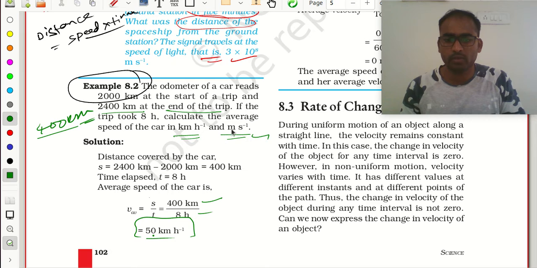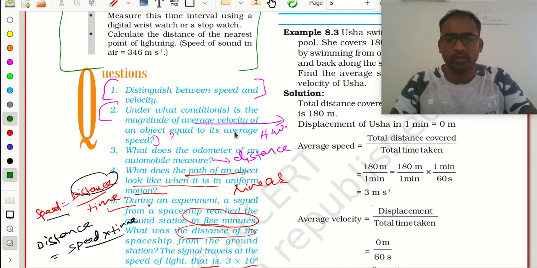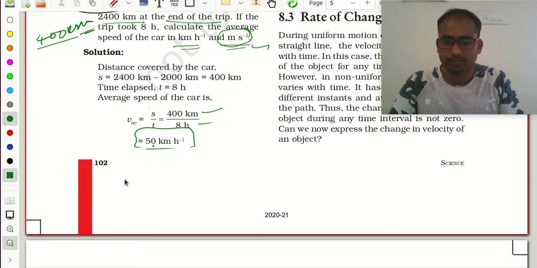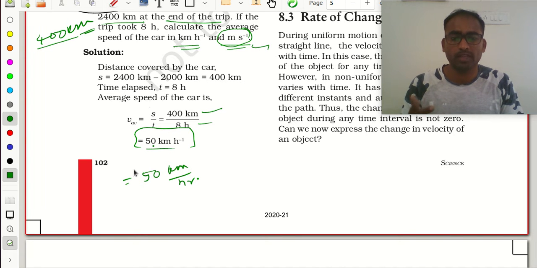Now we need to find it in meter per second also. Just now we are in kilometer per hour. Now we need to change it into meter per second. So this is 50 kilometer per hour, but now I need to convert it to meter per second.